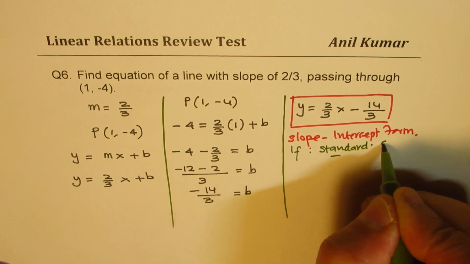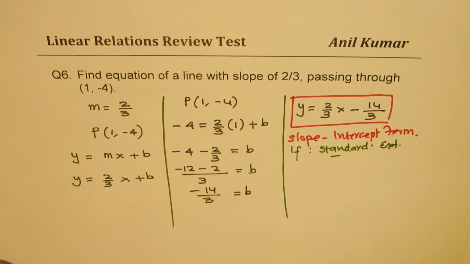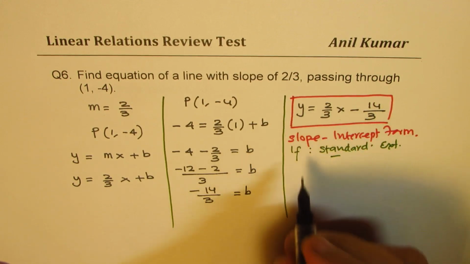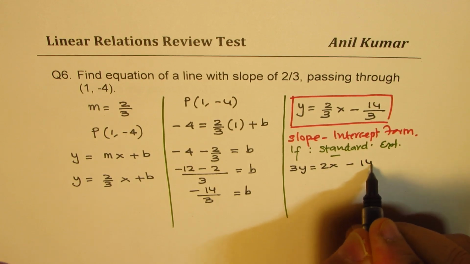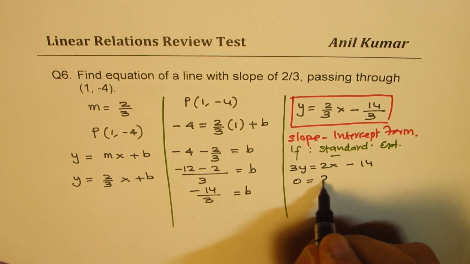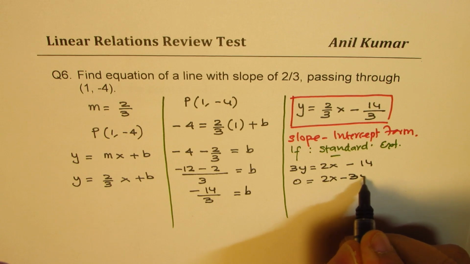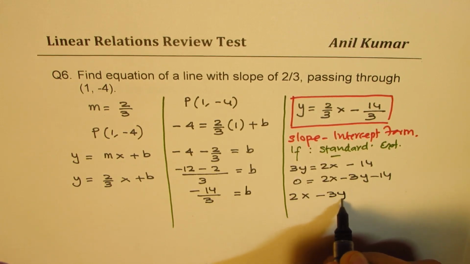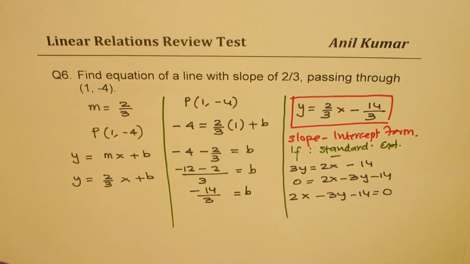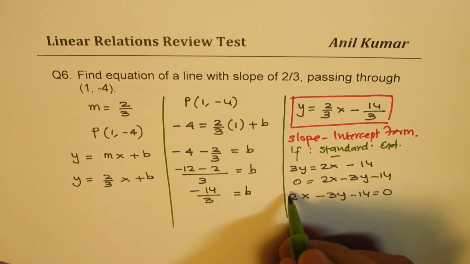So let me extend this, right? In that case, you multiply all these numbers by 3. We get 3y equals 2x minus 14. Bring them together. So we have 2x minus 3y minus 14, or write this as 2x minus 3y minus 14 equals 0. So that will be in standard form.